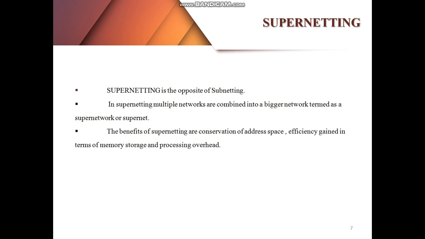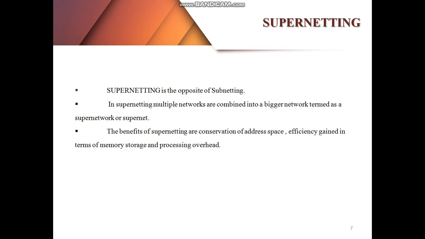Next is supernetting. Supernetting is just the opposite of subnetting. In subnetting, we divide a larger network into smaller networks, but here we combine smaller networks into a larger network. The benefits of supernetting are conservation of address space and the efficiency gained by reduced storage and minimum processing overhead.